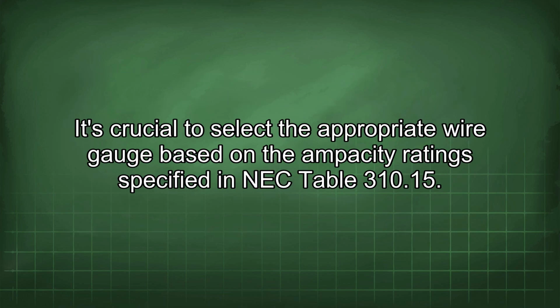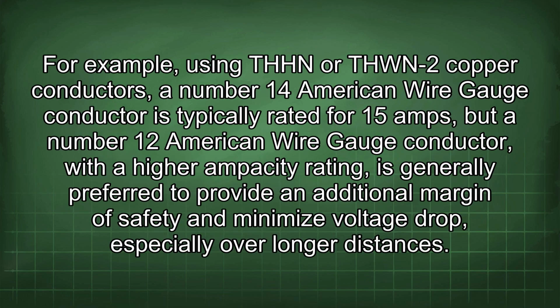It's crucial to select the appropriate wire gauge based on the ampacity rating specified in NEC Table 310.15. For example, using THHN or THWN-2 copper conductors, a number 14 American wire gauge conductor is typically rated for 15 amps, but a number 12 American wire gauge conductor, with a higher ampacity rating, is generally preferred to provide an additional margin of safety and minimize voltage drop, especially over longer distances.